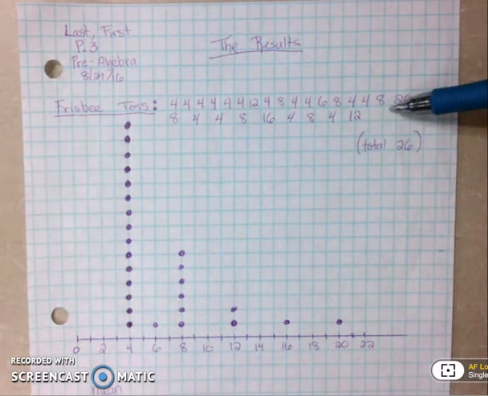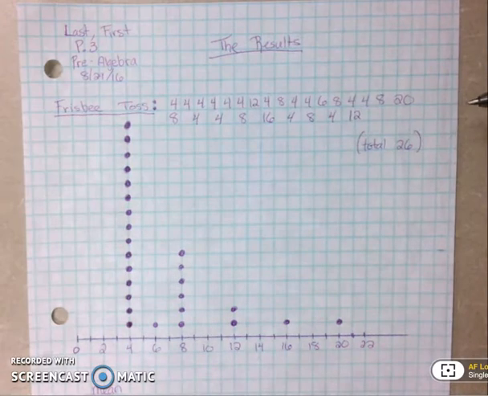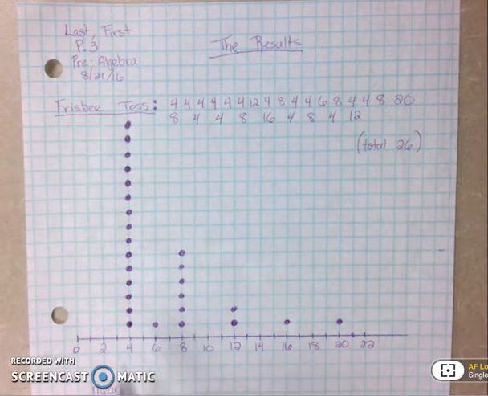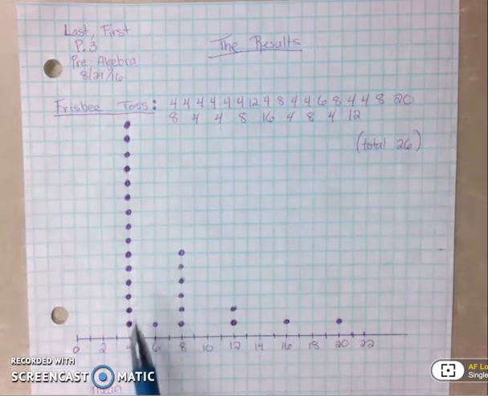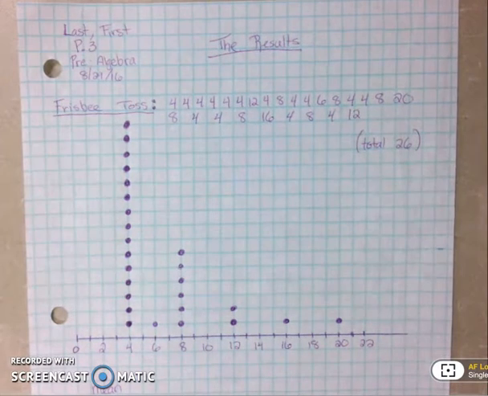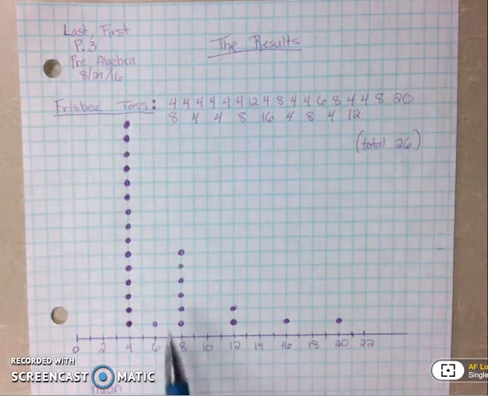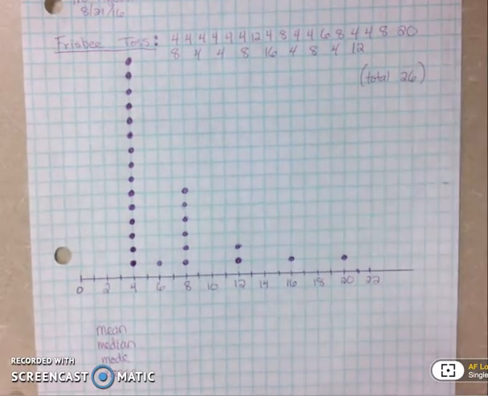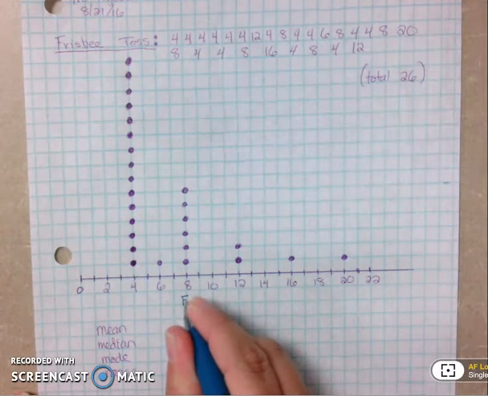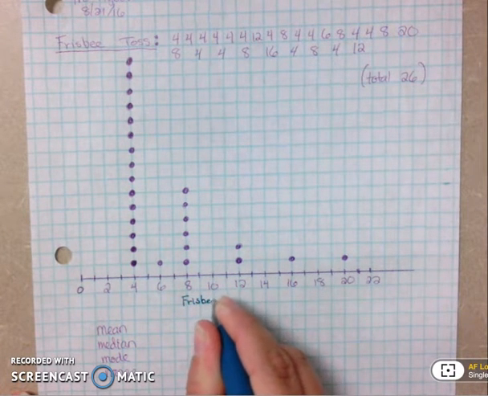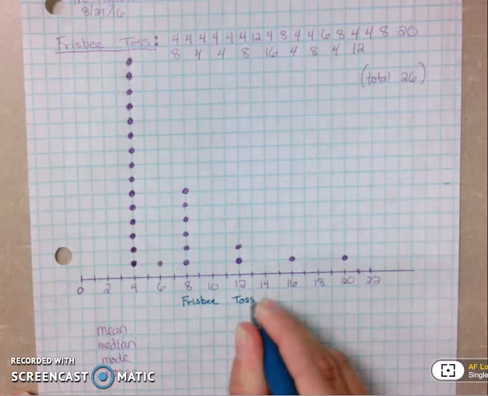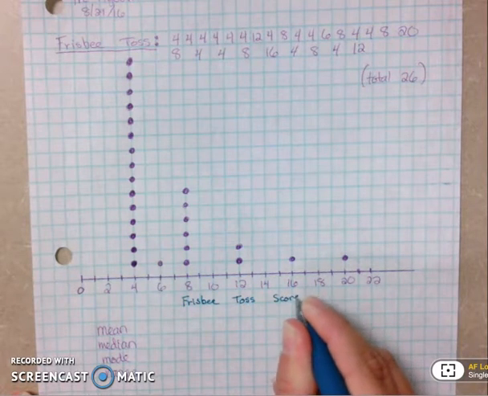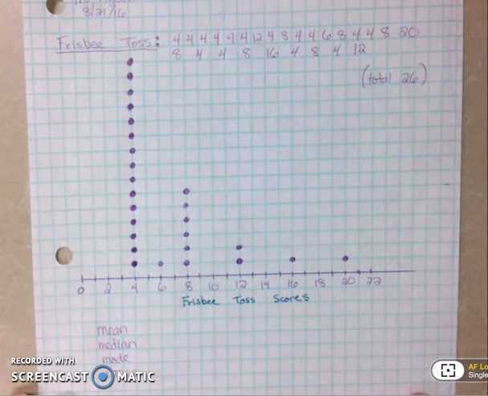So we have all our data of the scores for each student, how they did on this event, and then we did our dot plot, so however many 4s we have listed here, that's how many dots we have above the 4. Make sure everything is spaced out nice and even using the graph paper. Make sure you have labels. So on here we don't have a label yet, so this should be like Frisbee toss scores. So make sure to label what our graph is there and what those numbers represent.